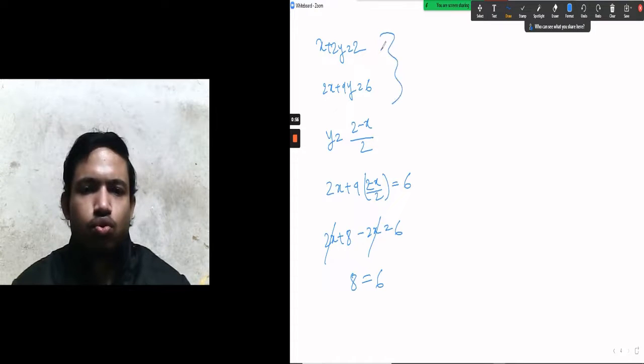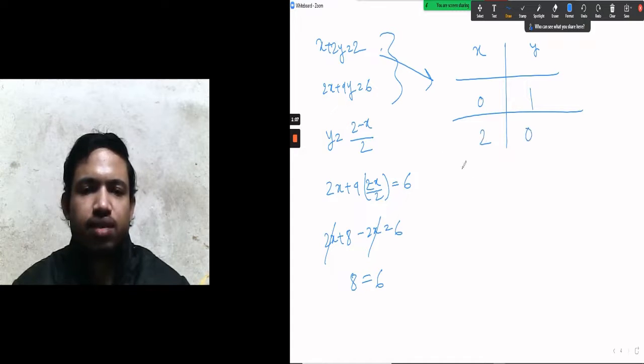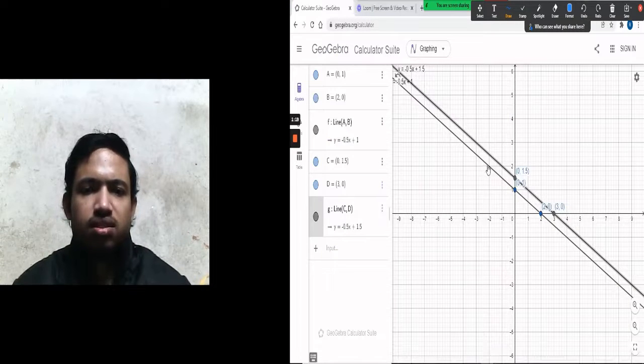Let's look at the graphical method. For the first equation, putting x equals 0, we get y equals 1, and similarly for x equals 2, y equals 0. For the second equation, for x equals 0, we get y equals 1.5, and for x equals 3, we get y equals 0. Here, this straight line represents the first and this straight line represents the second equation. Here we can see these two are parallel lines, and we know parallel lines never intersect. So, we never get any solution for this pair.